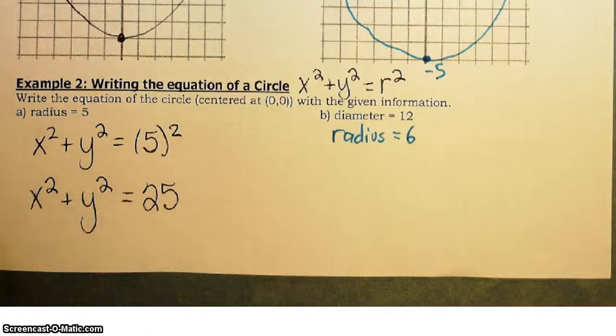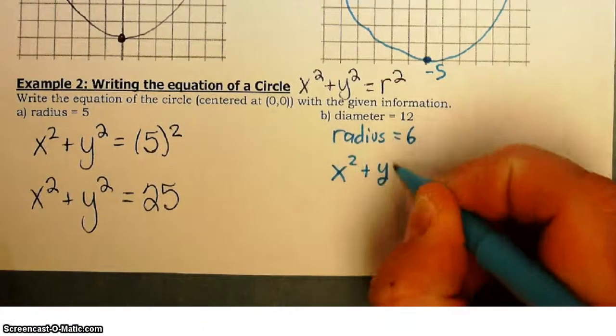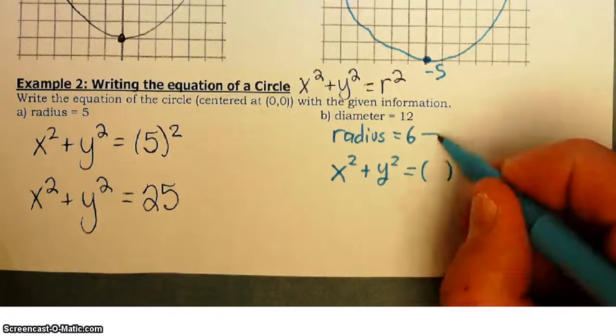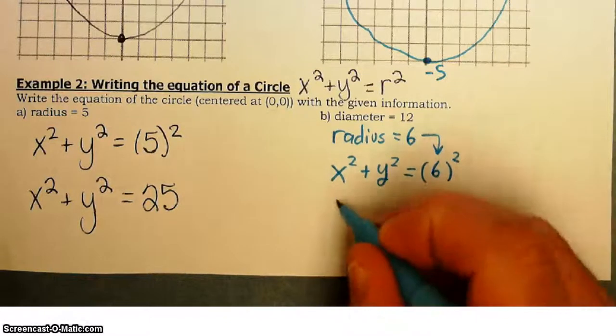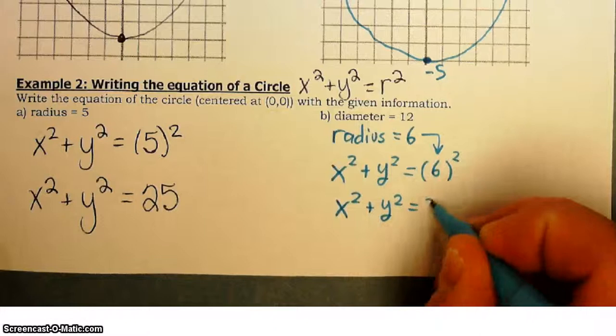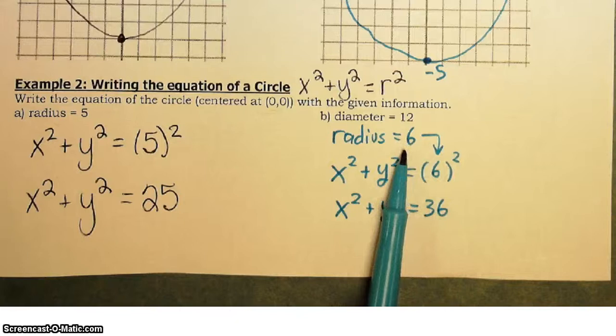I'm going to follow the same procedure Ms. Grody said. General form is x squared plus y squared equals the radius squared. And now my radius is 6. And we do want you to finish this out. So 6 times 6 is 36. Your final answer is x squared plus y squared equals 36. That's your equation of a circle with radius 6 or diameter of 12.